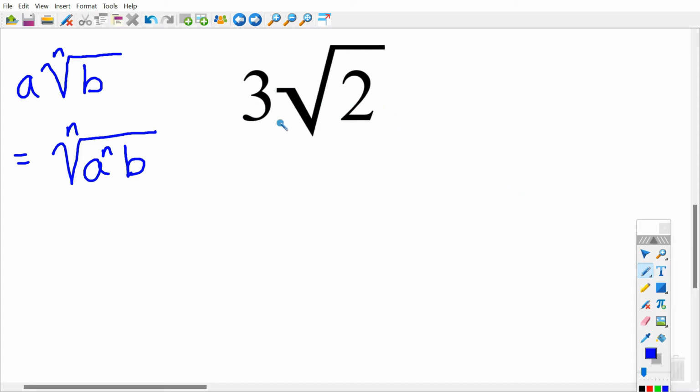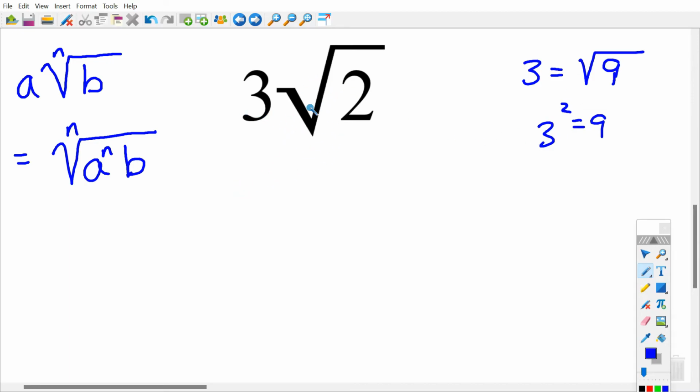So what I would want to do is take 3 and write it as the square root of a number. So 3 is equal to the square root of 9. And why do I know that? Well, I know that 3 squared is 9. So if this is true, this must also be true.